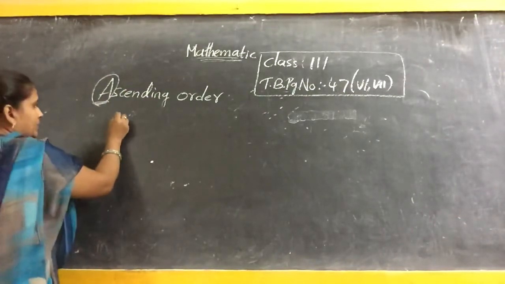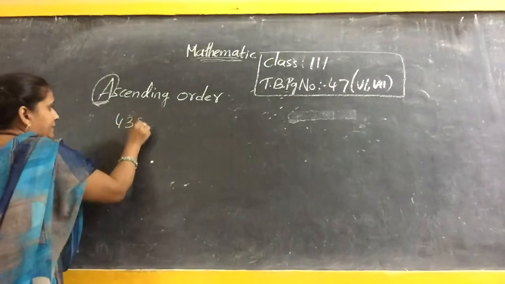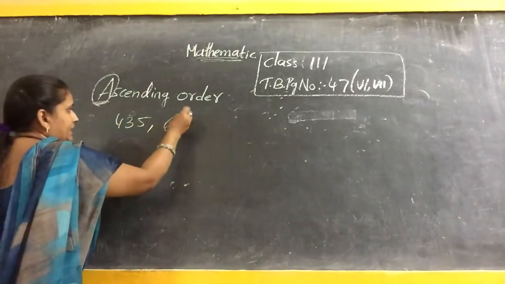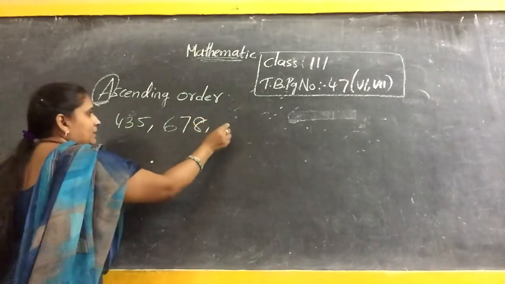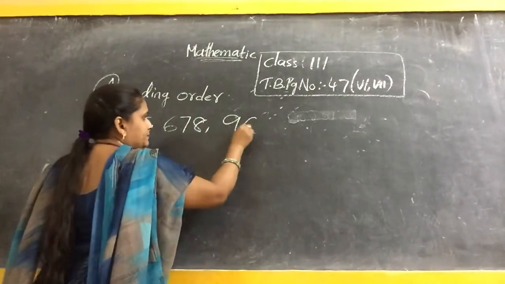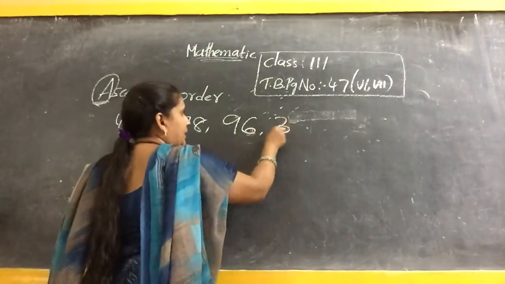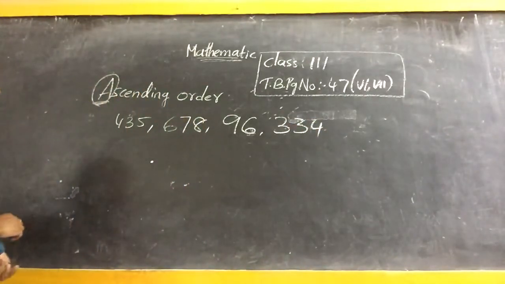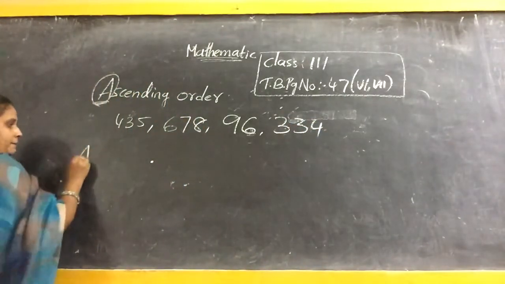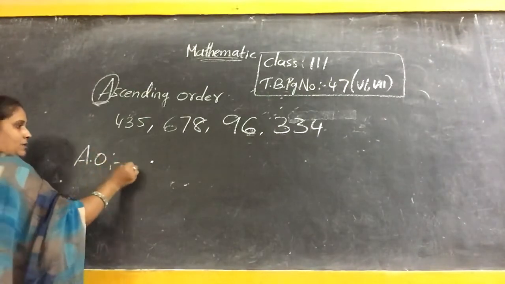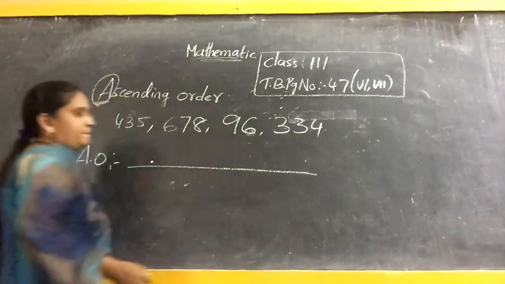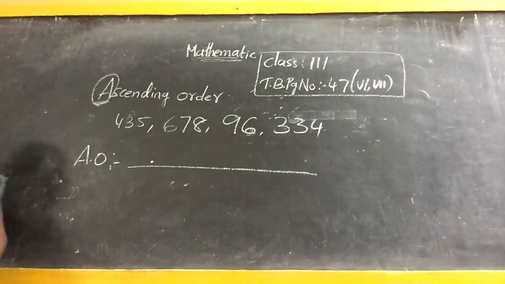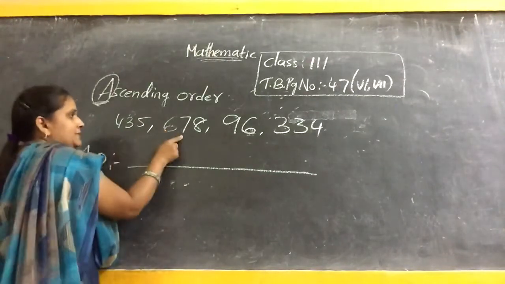Okay, now 435, 678, 96, 334. Okay, now A, O, ascending order. Like that, each number, how many digits are in this one?